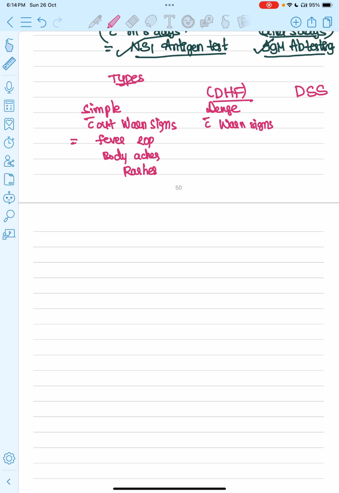In dengue hemorrhagic fever, there is leak of plasma from the capillaries, so there is a rise in hematocrit value. This is the differentiating feature of dengue hemorrhagic fever from simple dengue. The hematocrit value rises by more than 20%.